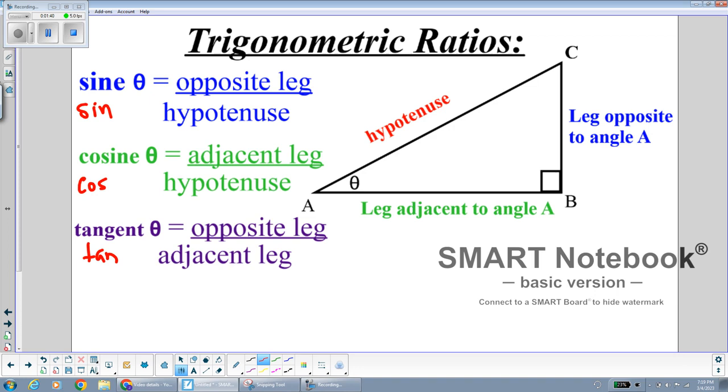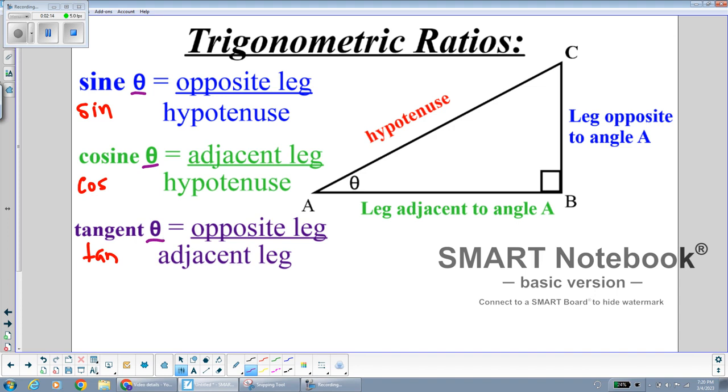Now, sine is opposite over hypotenuse, cosine is adjacent over hypotenuse, and tangent is opposite over adjacent. The hypotenuse of any right triangle is always across from the 90-degree angle. But the way that you're going to figure out which is the opposite side and which is the adjacent side depends on the angle that you're focusing on. The angle that you're focusing on will always be written next to the trig function. So over here next to sine, we have angle theta, next to cosine, theta, and next to tangent, theta.